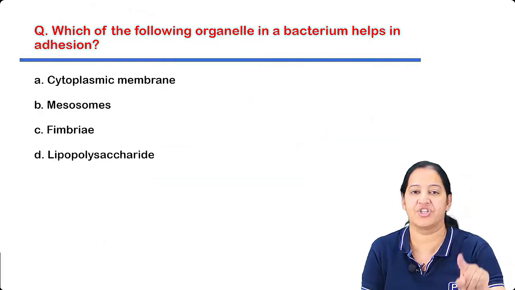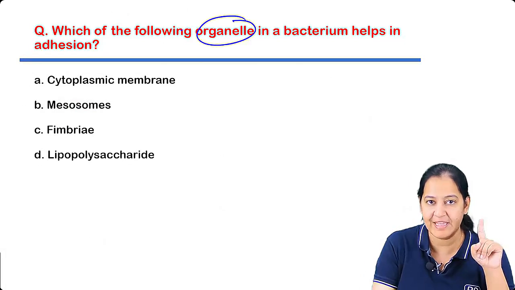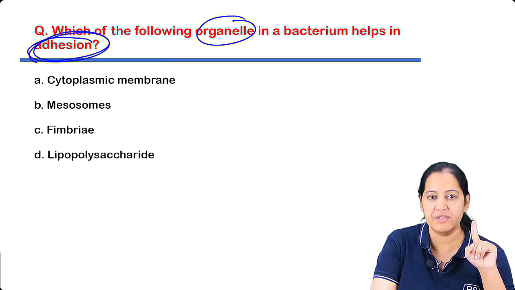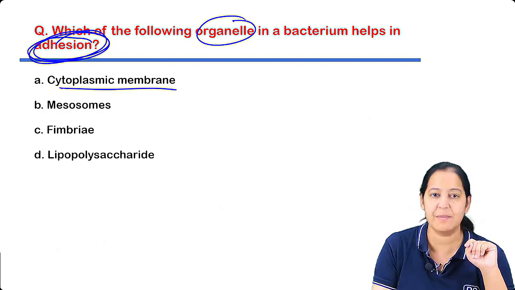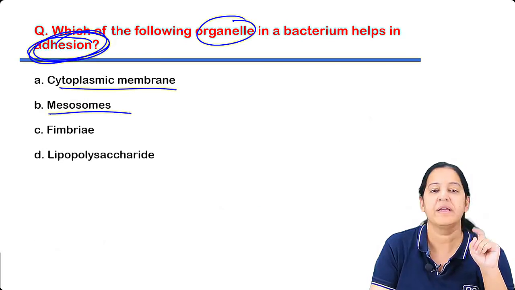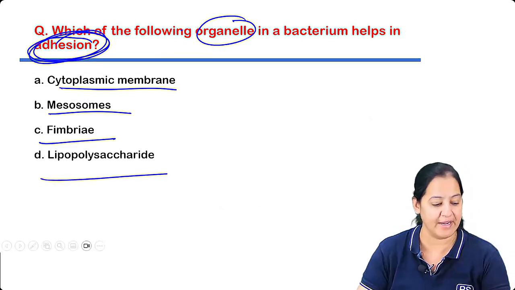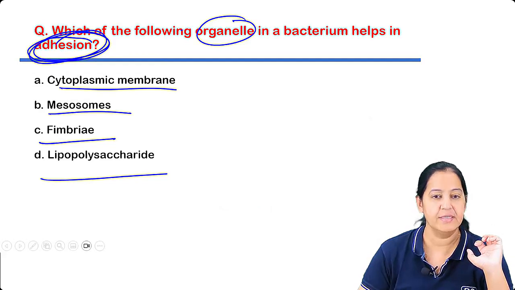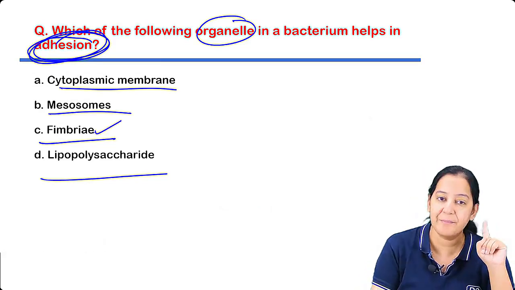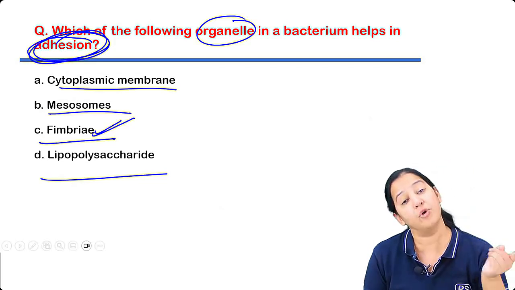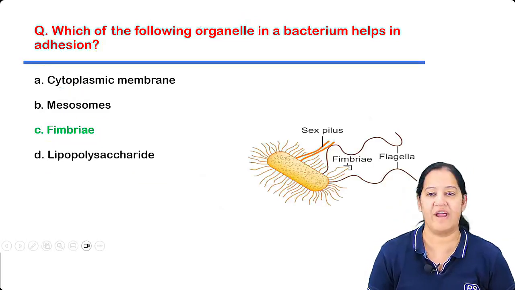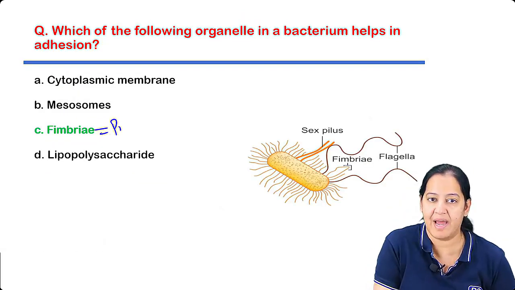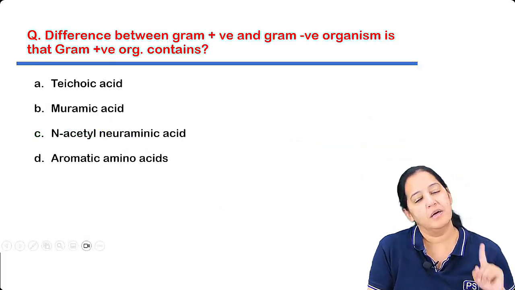Coming to the next question. Which of the following organelles in the bacteria helps in adhesion? What is the organ of adhesion? Is it cytoplasmic membrane, mesosome, fimbriae or lipopolysaccharide? Can you tell me what is the organ of adhesion? Yes, the organ of adhesion is fimbriae. Flagella is the organ of locomotion and fimbriae is the organ of adhesion. Fimbriae is also known as pili. I told you. The next question.